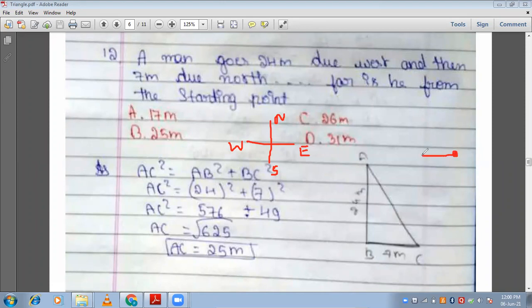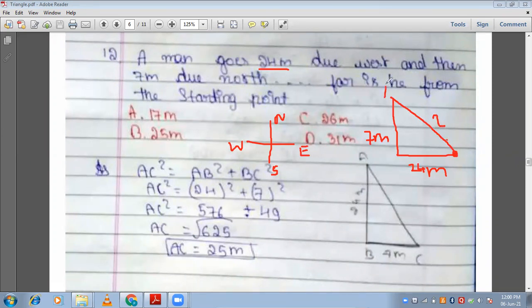A man goes 24 meter due west side. So this is 24 meter due west side. Then 7 meter. This is 7 meter due north. How far is he from the starting point? This is the starting point. You need to find out this length. Okay, this is the question mark.